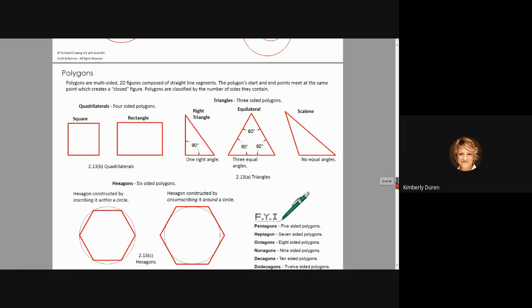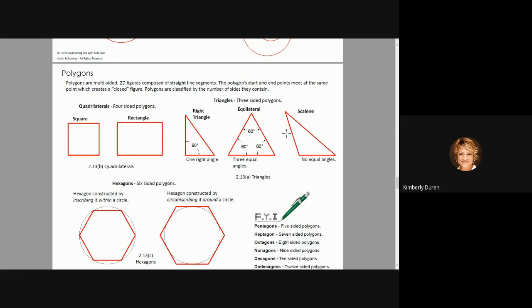Okay, you guys know what squares and rectangles are. Those are quadrilaterals, or four-sided polygons. So in AutoCAD, we will draw a rectangle. REC is the alias, and we could draw that as a square. We can draw that with a certain size. Now, triangles: we could have a right triangle, and you see that would be perpendicular right there. It's a right angle. Equilateral is all 60 degrees, or it will have three equal angles. And scalene means that there are no angles at all that are the same.